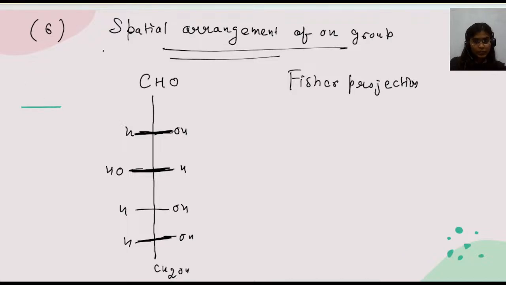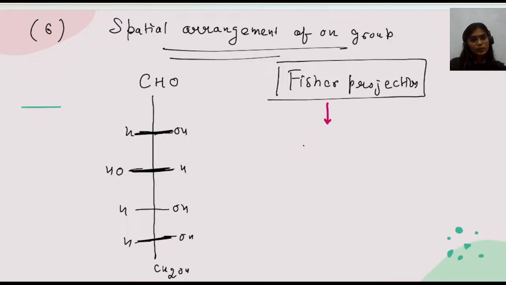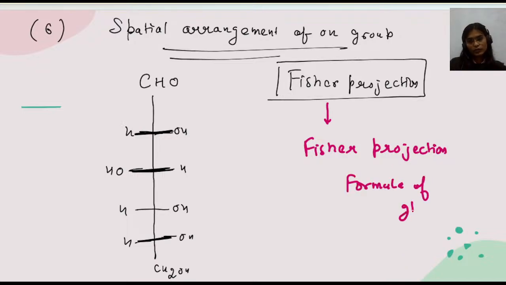This is also known as a Fischer projection, or another name for the same thing is the Fischer projection formula. So be noted, both are the same thing, Fischer projection or Fischer projection formula of glucose. Anyway, let's talk about the spatial arrangement.